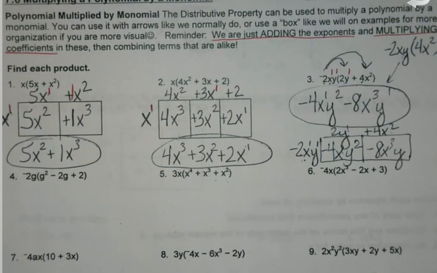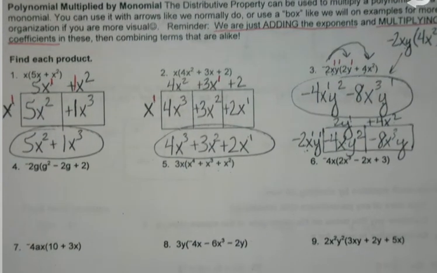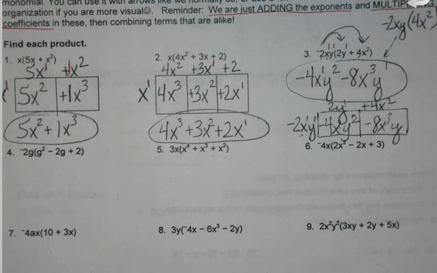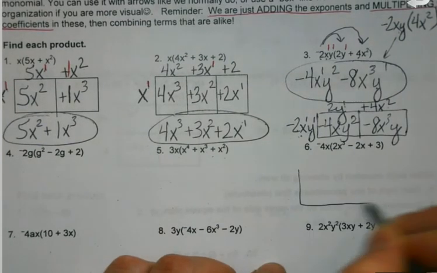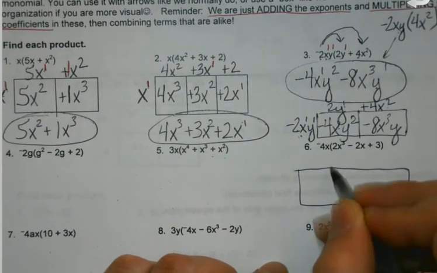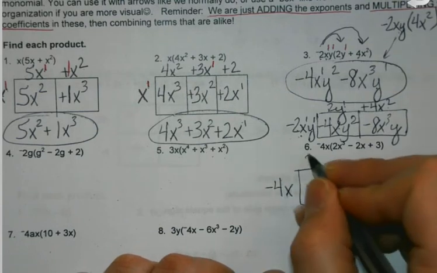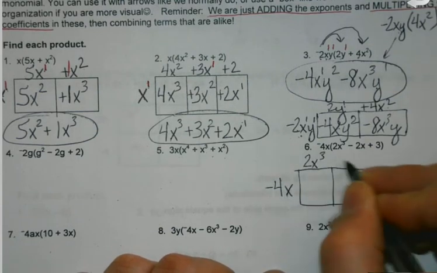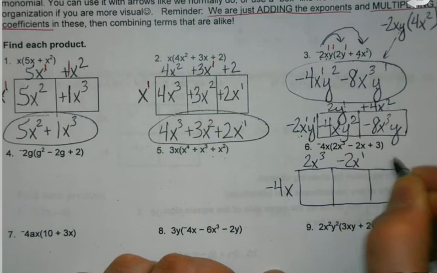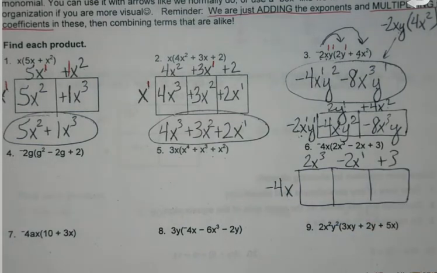So like if we get to, let's go to 6. Let's go right below here. Okay. Let's see if our organization helps us out here. So the negative 4x goes here. And I put these along the top.